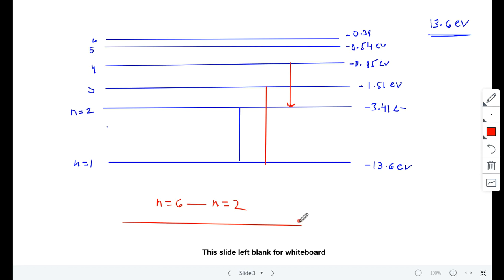Is it 7.3 times 10 to the 14? Yes, that's correct. Okay, that's fine.